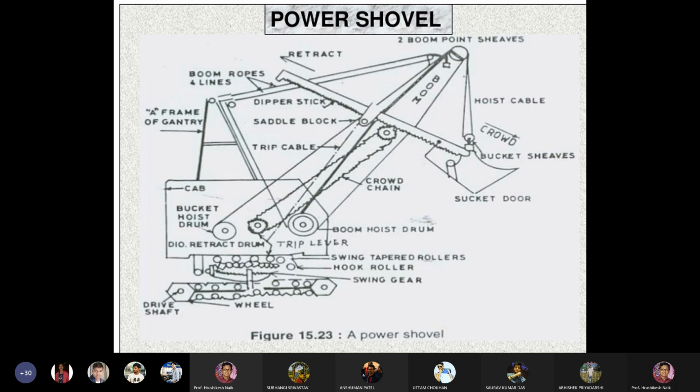So this is the power shovel, electric shovel. This is the bucket door, and this is the bucket sheaves. This is the crowd mechanism. This is the hoist cable. This is the boom point sheaves. And this is the boom hoist drum, and this is the way the power shovel works. This is the bucket. So here the material will be lifted. This bucket would be filled up with the material, and it will lift the material and load the dumpers.